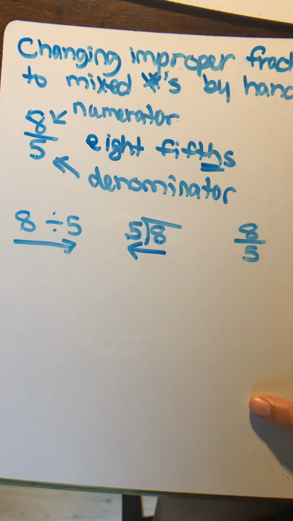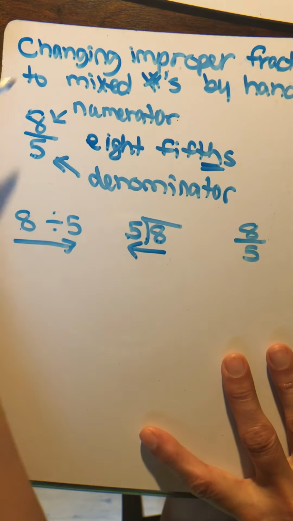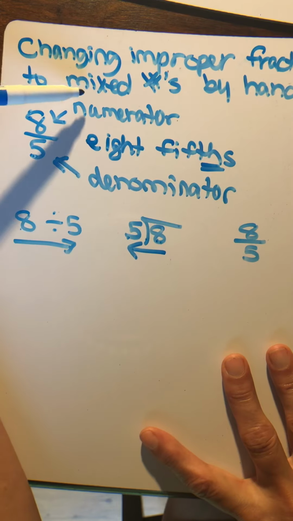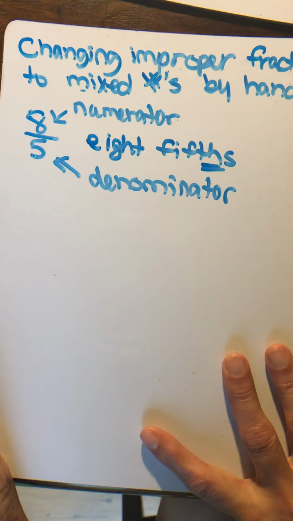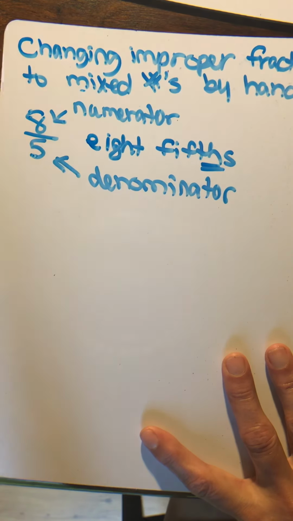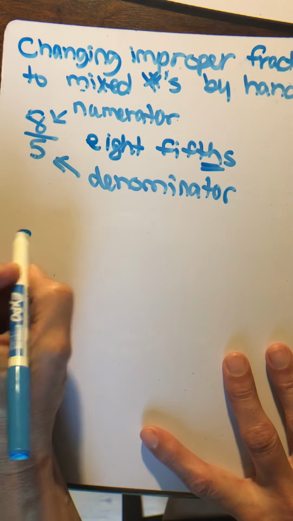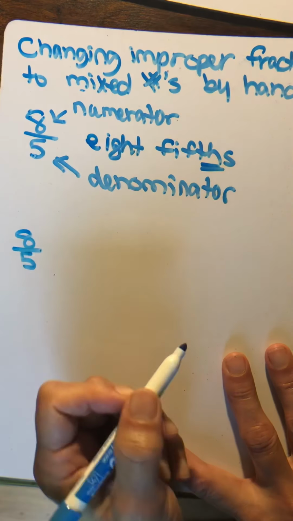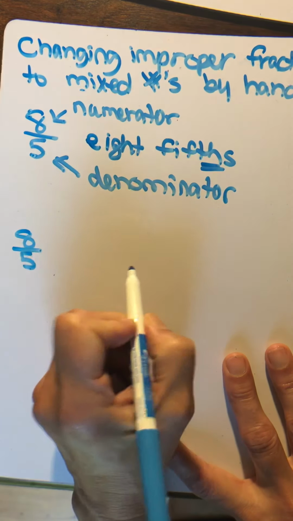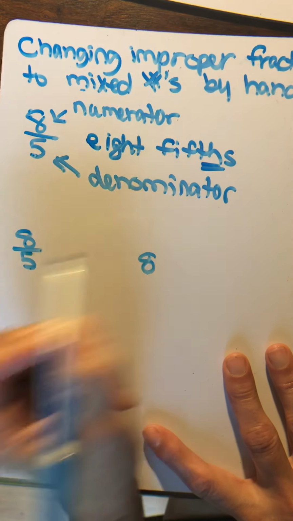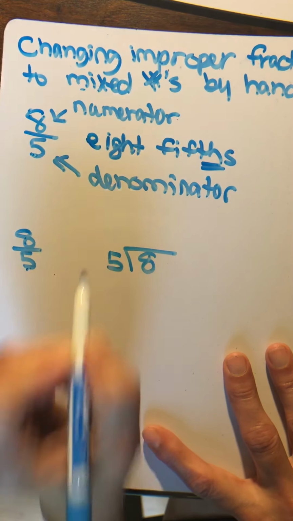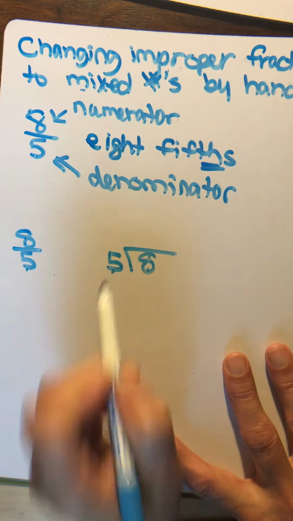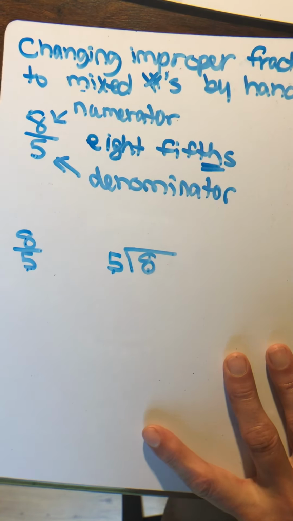Okay? Now, when we are changing it to a mixed number, we are going to write it as a division problem and work it the old-fashioned way. So we have 8/5, and we want to make that a mixed number. The 8 is going to be underneath the division sign, and the 5 is going to be on the outside. 8 divided by 5. Have to do it this way.